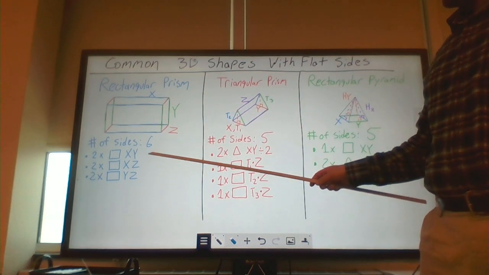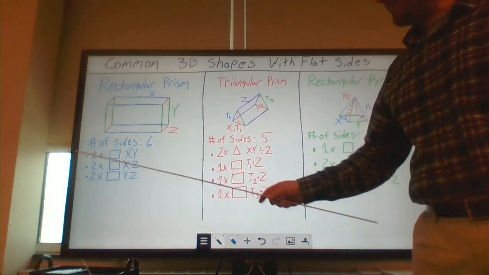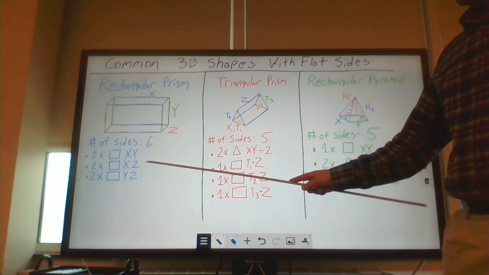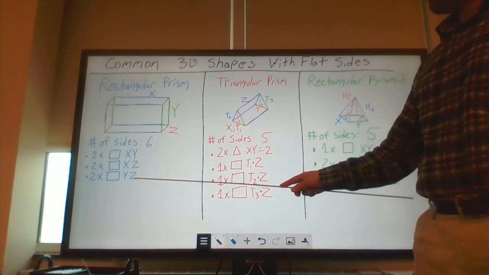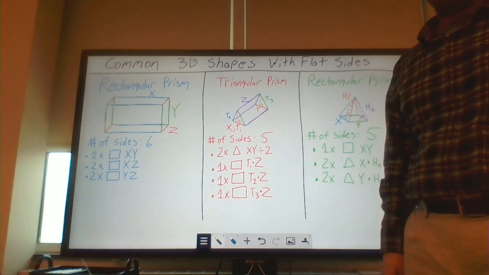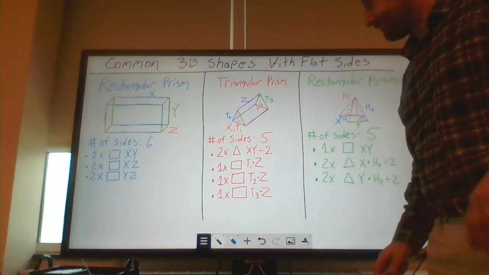So the way to find it is find the area of x times y and multiply that by 2. Find the area of x times z and multiply that by 2. And find the area of y times z and multiply that by 2. And then you'll have your complete surface area of the box.